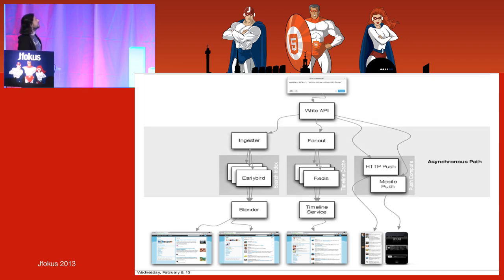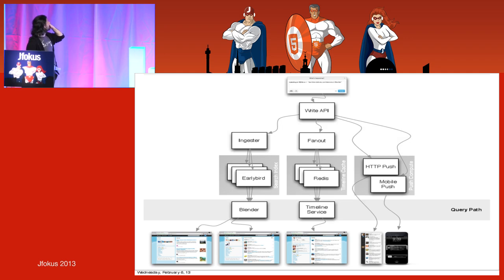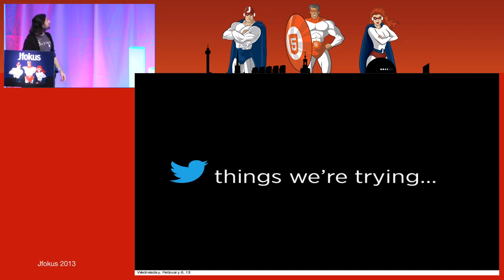These three paths happen completely independent of each other: this is the tweet delivery, and obviously there's a query path for when you go to the website, you query the timeline, and you have the discovery and the search. It's just a quick recap. So, Raf would like us to talk about some things we're trying.